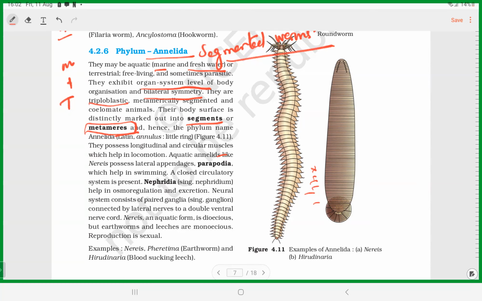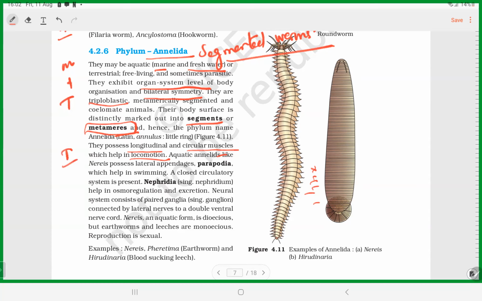Now coming to the organ system, first they are talking about what? They possess longitudinal and circular muscles, which help in locomotion. Okay, they have longitudinal muscles and circular muscles which help in locomotion. So that's one system they are explaining here, organ system.